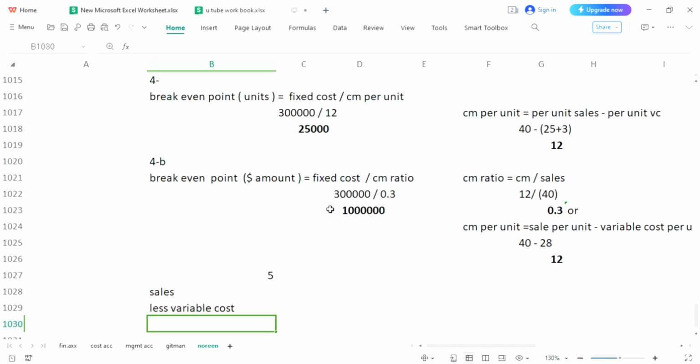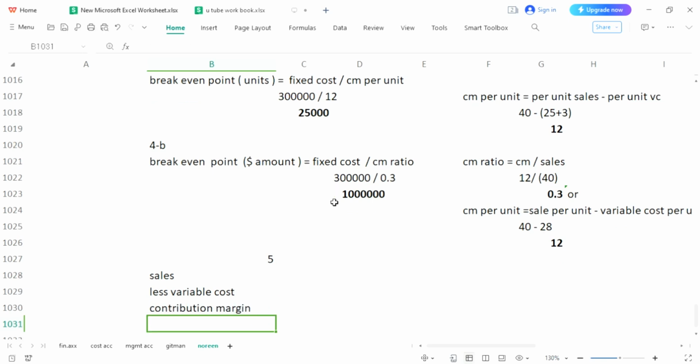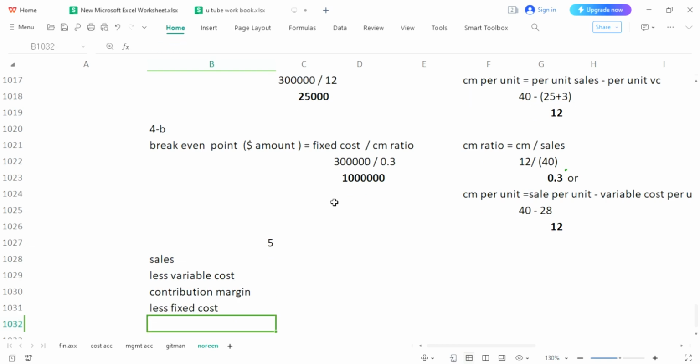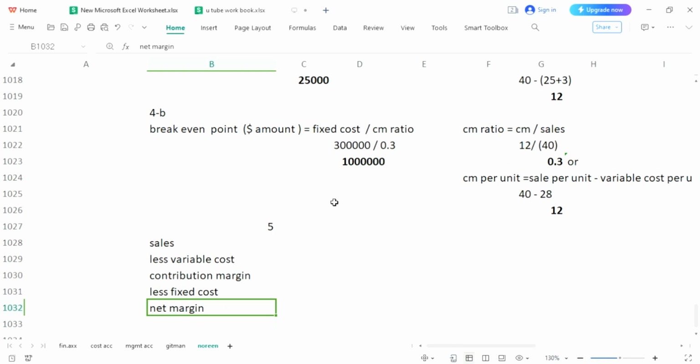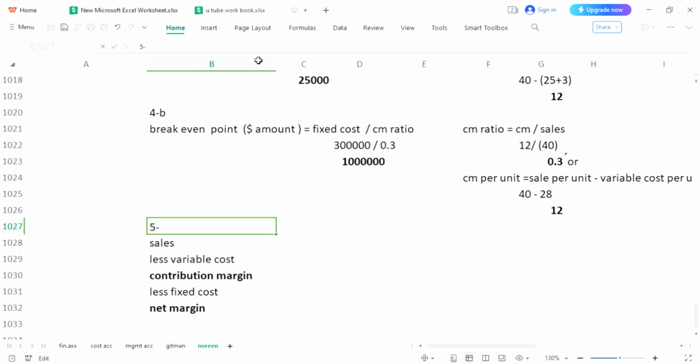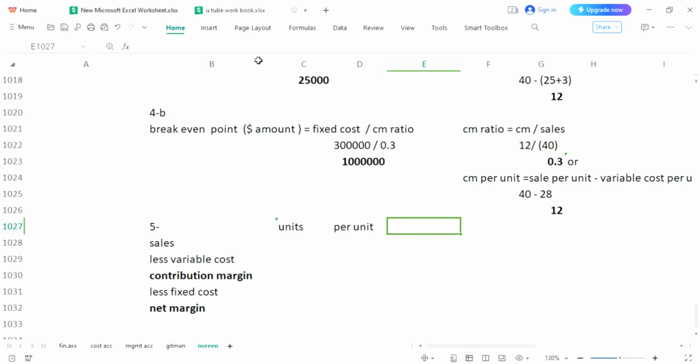You will get your contribution margin, and then you will subtract your fixed cost. You will get net margin, and as usual we are going to write this, the fifth part, settled to the left side. Okay, the first thing is you will write number of units over here, and then you will write per unit, after which you will write the amount.